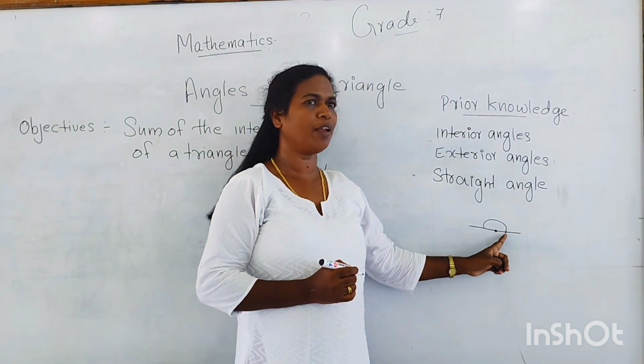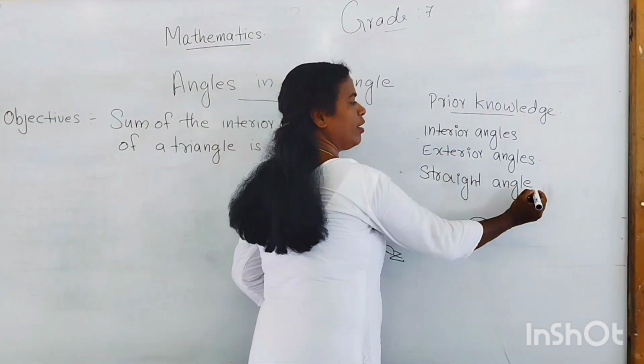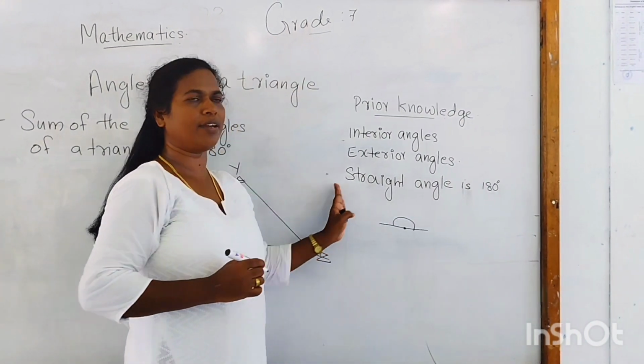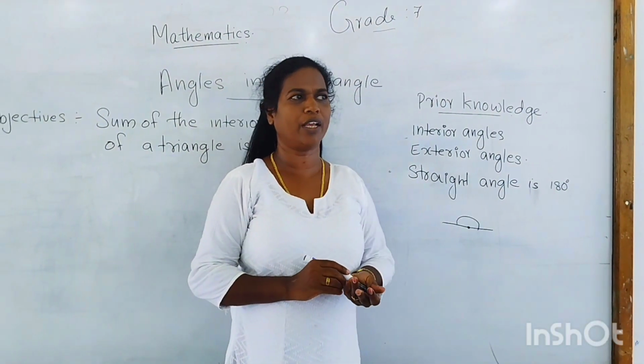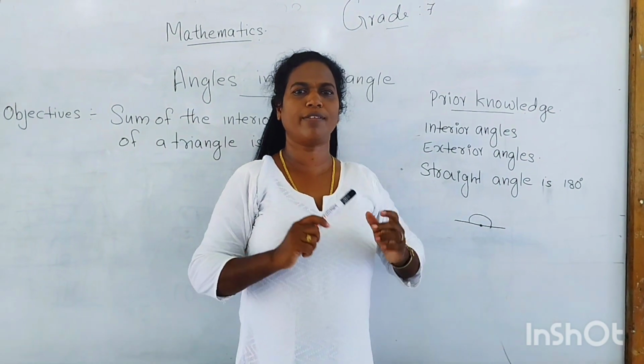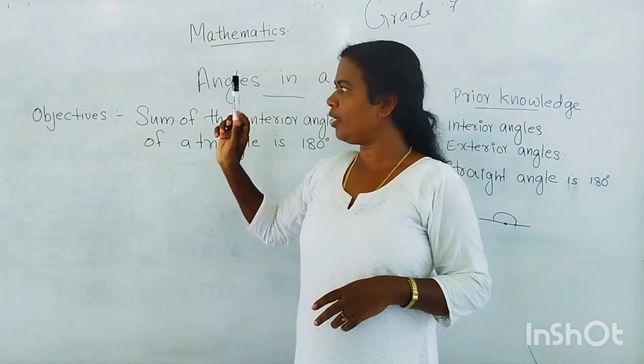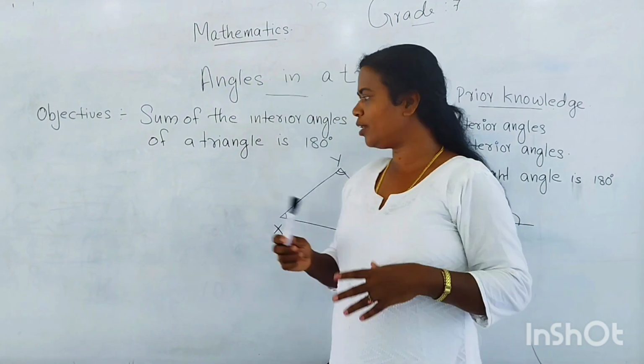So when a straight line means it angle is how much? It is 180 degree. The angle in a straight line is 180 degree. So today we are going to discuss about the other property of a triangle. That means in a triangle there are three interior angles.